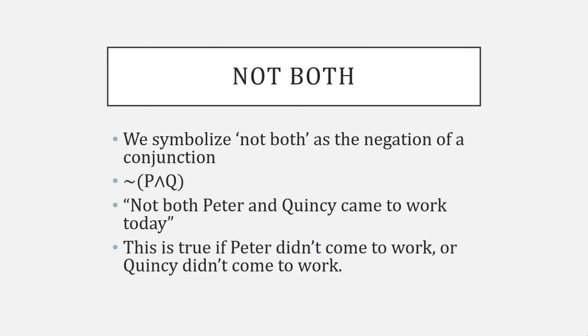Okay, here's another one, not both. We symbolize not both as the negation of a conjunction. So not both Peter and Quincy came to work today. It's not the case that both of them came. It's false that both Peter and Quincy came. So it's true if either of them didn't come. So the not and is saying it's false that this conjunction is true. The conjunction is true only in case both of them are true. So it's false if either of them are false, not both.